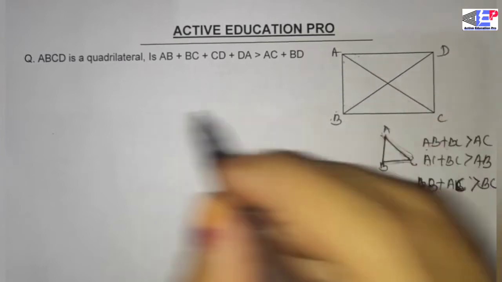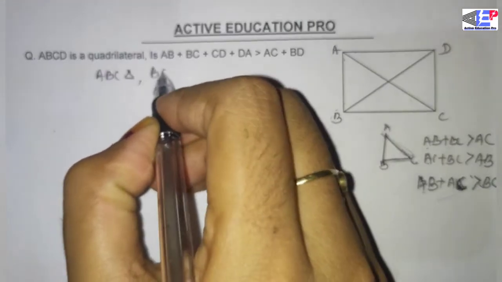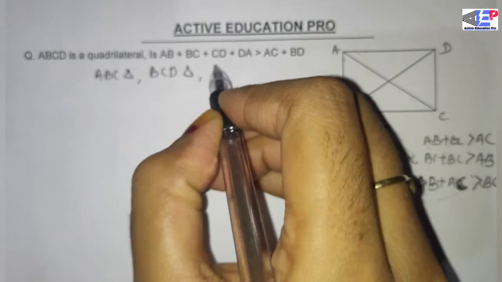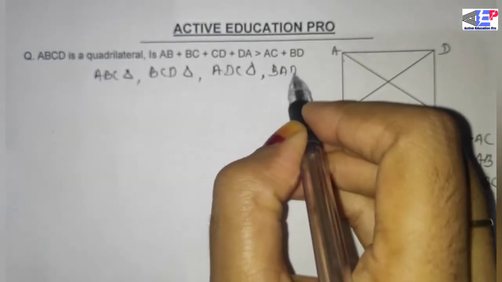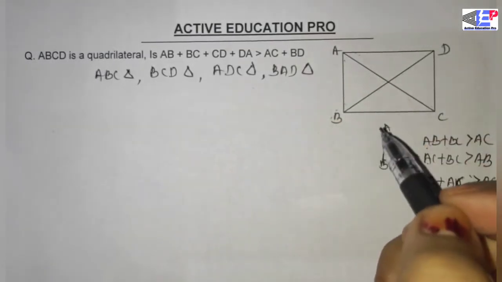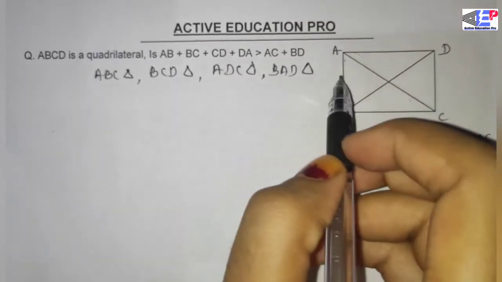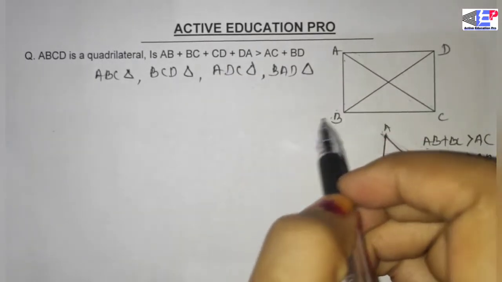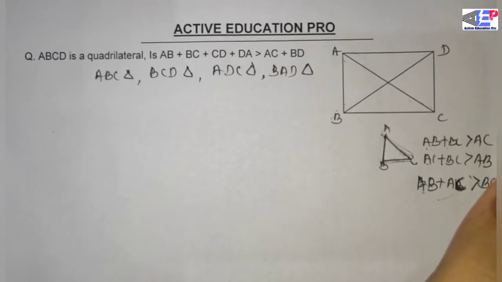One is the ABC triangle, the next one is the BCD triangle, ADC triangle, and BAD triangle. These are the four triangles made by these two diagonals AC and BD. Okay, now we have to prove AB plus BC plus CD plus DA greater than AC plus BD. Given that ABCD is a quadrilateral and there are two diagonals AC and BD. So now prove it by applying the side property of a triangle.